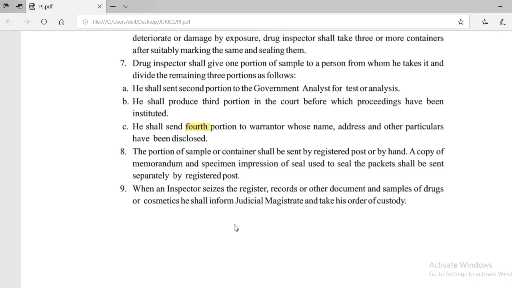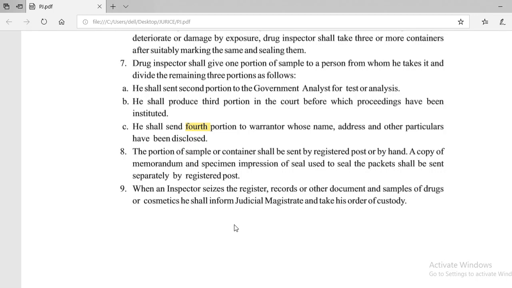Why is it not together? Because if that sample gets hampered during the transport, then they will also hamper the process by which that sample is sealed, and they can simply change that sample which is to be analyzed. So there are chances of such misbehavior of people. That's why these two things, the memorandum which discloses how that seal is made, as well as that sample, are transported by registered post separately.